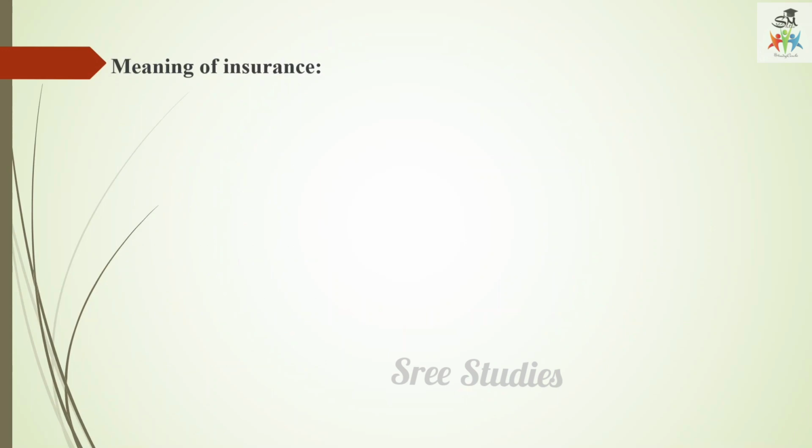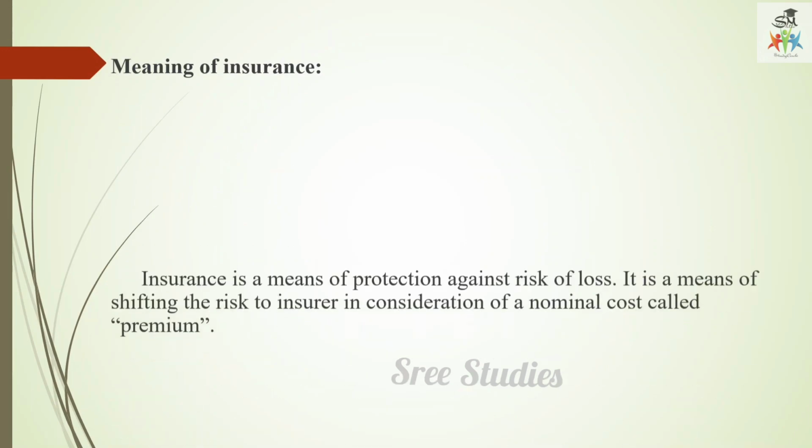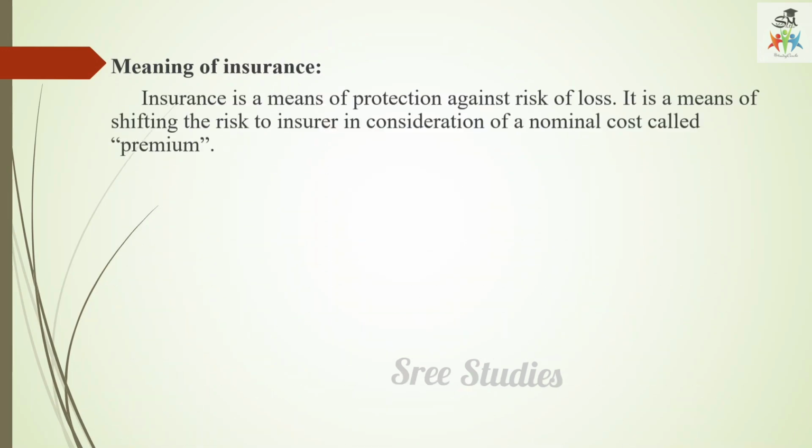So let's see the meaning of insurance. Insurance means protection against the risk of loss. This is the main aim: protection against the risk of loss. It is a means of shifting the risk to insurers. Everyone wants to shift their risk to others. Likewise, here also the risk is shifted to the insurer.